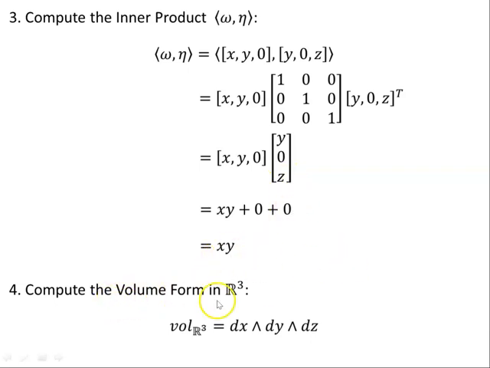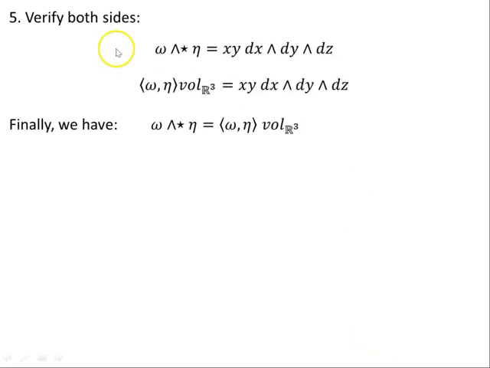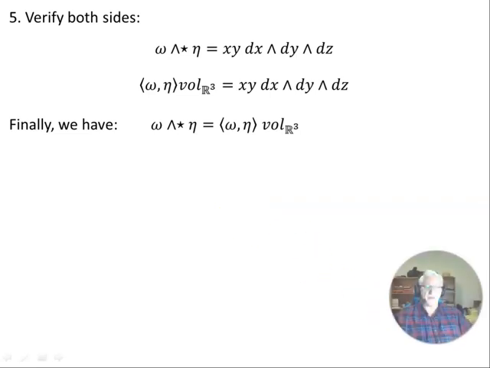Then the next step is to compute the volume form on R3. The volume form on R3 is, by definition, dx wedge dy wedge dz. Then verify both sides. Omega wedge star eta is xy dx wedge dy wedge dz, and we found the inner product of omega and eta to be xy, and then the volume form is this. So you can clearly see that the left-hand side of the formula agrees with the right-hand side. And that's it, we're finished with this video as well.